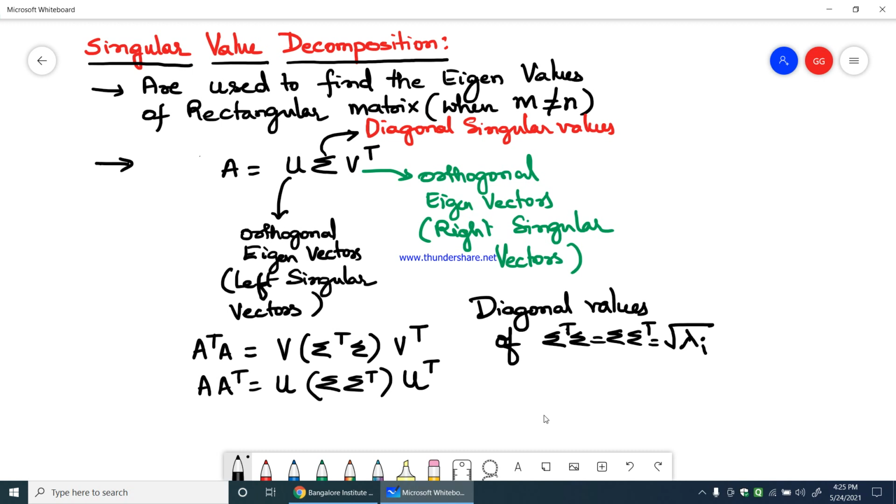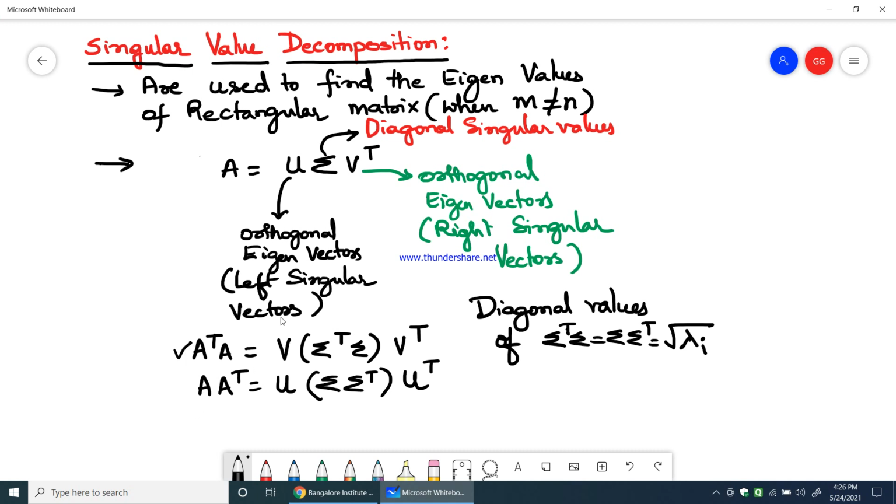Now how do we find the eigenvalues or eigenvectors for a rectangular matrix? That is what singular value decomposition is helpful for. You find the eigenvalues of a rectangular matrix when the number of rows is not equal to the number of columns. So by using singular value decomposition we can factorize the given rectangular matrix into U sigma V transpose, where U and V are two different orthogonal eigenvector matrices, which are found using A transpose A.